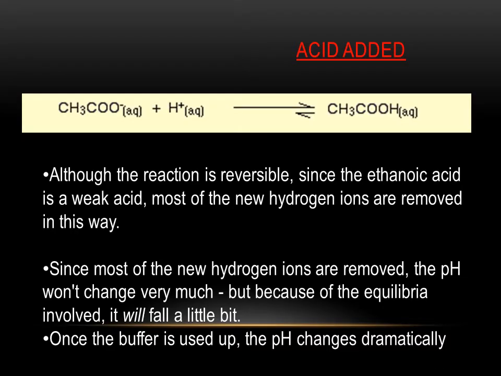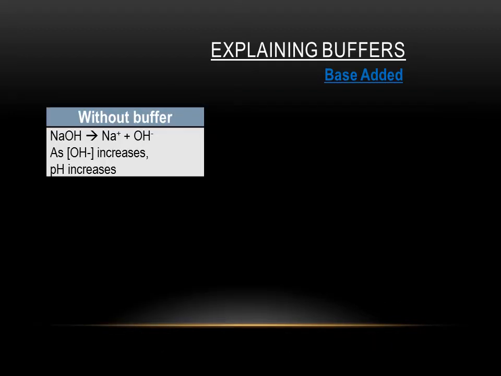So we've got the acetate ions reacting with the hydrogen ions from the acid. It's going to drive the equilibrium to create more acetic acid. So what happens is we have most of the hydrogen ions being removed. Obviously, not all of them will be removed. There'll be a really small change in the pH, but nothing like if you didn't have a buffer. And we'll back that up with calculations in a few minutes. What happens if we add a base?